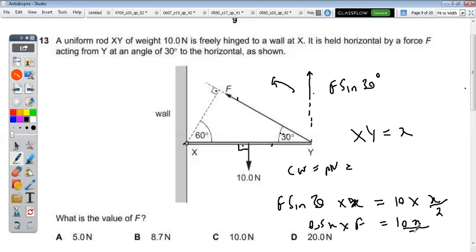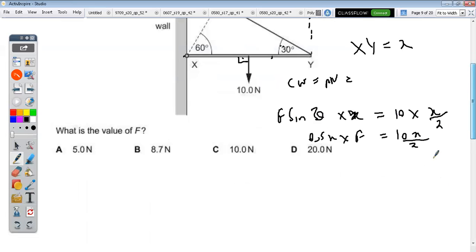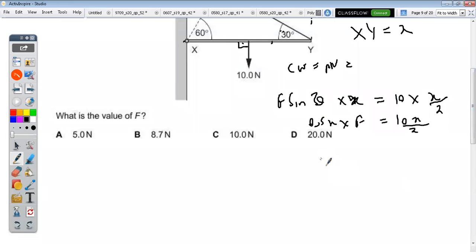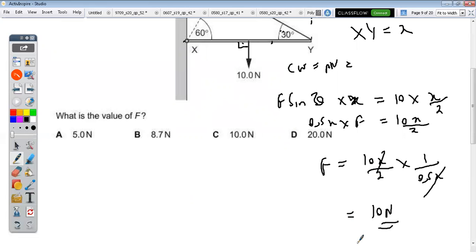Then we simply divide by 0.5 x. So F is equal to 10 x over 2 multiplied by 1 over 0.5 x. This one cancels that. Makes sense? 2 times 0.5 is 1. That's why I said 10 newtons. Clear now? Yes.